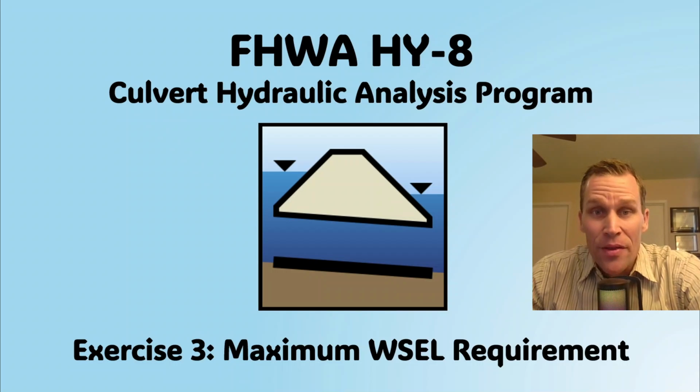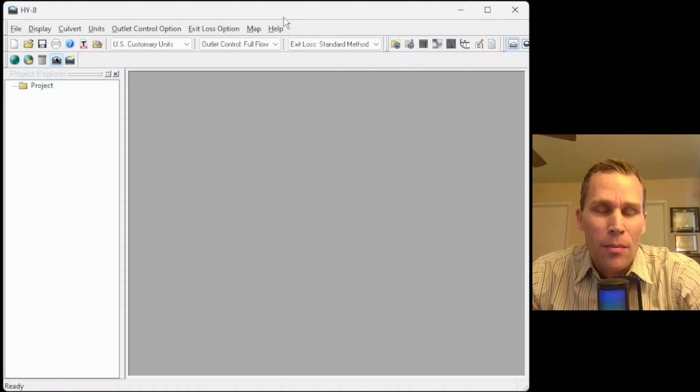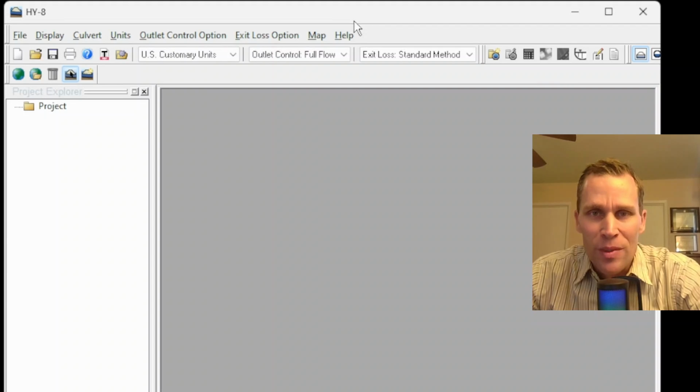Welcome and hello. This is a video exercise in HY-8, and this exercise I have titled Maximum Water Surface Elevation Requirements. This is going to be a standard culvert design where we have to design a culvert beneath a roadway, and the maximum water surface elevation will be set.